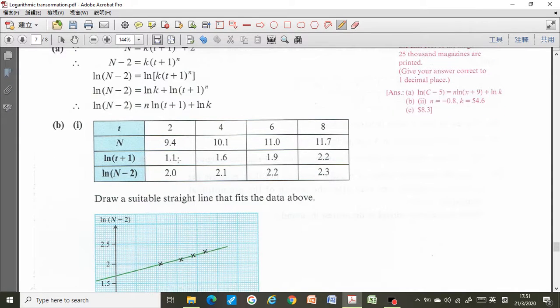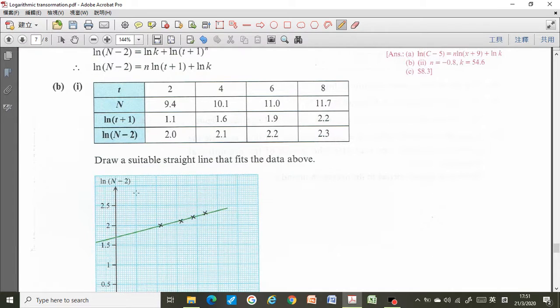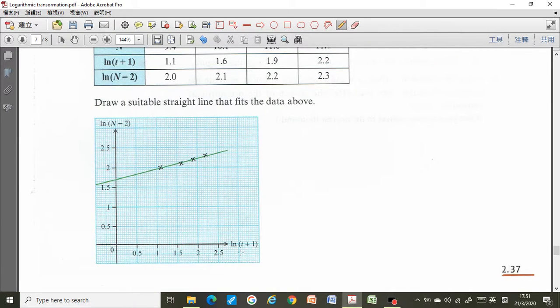So you want to plot the values. The first point is (1.1, 2.0), this point. (1.6, 2.1), you get this point. (1.9, 2.2) is this point. (2.2, 2.3) is this point. You must write down the logarithm of N minus 2 as your vertical axis, and the log of (t plus 1) as your horizontal axis. And connect these 4 points by a straight line, which is the best fit with them. It may not pass through all the points, but you want to draw a line which passes through as many as you can.